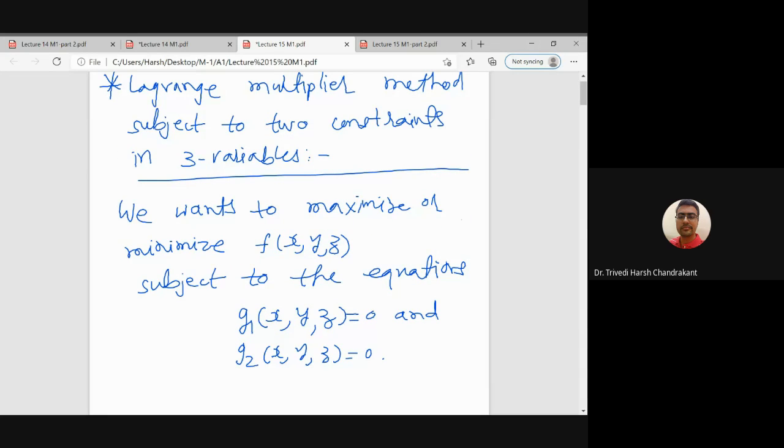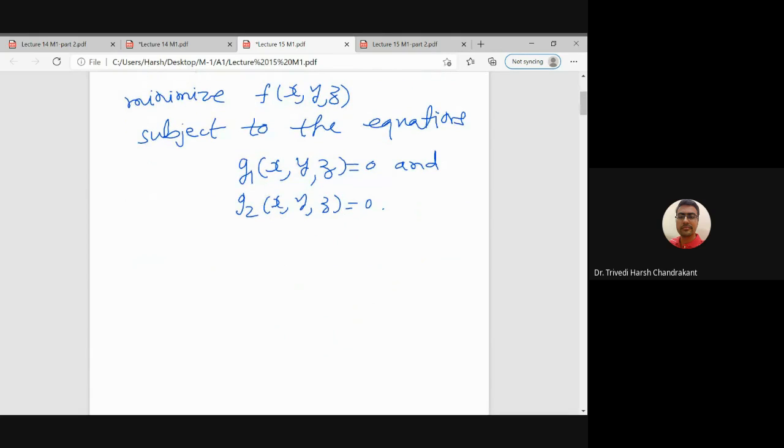So we want to maximize or minimize the function f subject to these two constraints. The first constraint is g1 of x, y, z equals 0. The second constraint is g2 of x, y, z equals 0. To apply this method, first we check the gradient condition.